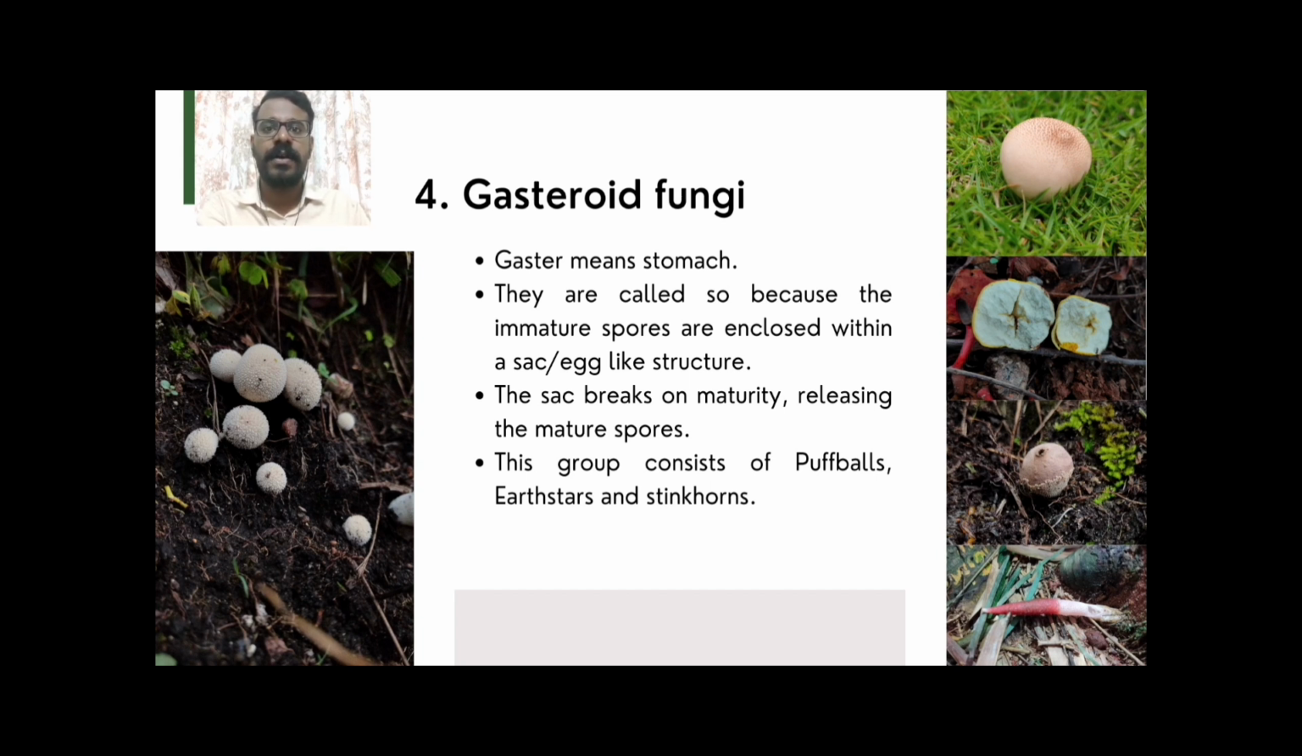Another type of gasteroid fungi are earth star mushrooms. So these resemble a star-like structure. They assume a star-like structure. All these puffballs, earth stars, and stinghorns are commonly found in the Western Ghats. So when you go out in search of mushrooms in the Western Ghats, you are likely to come across these types of mushrooms.